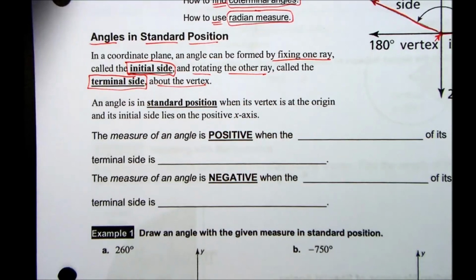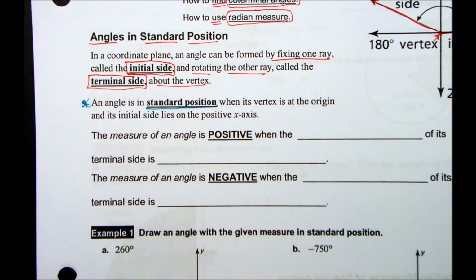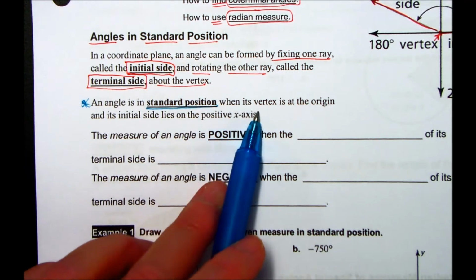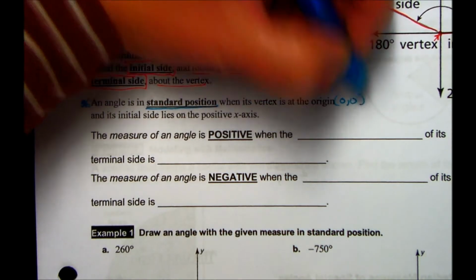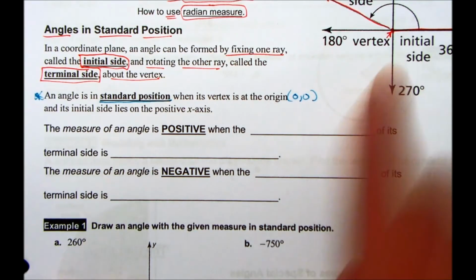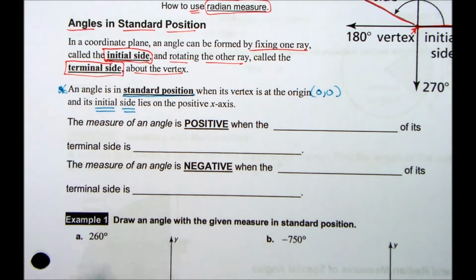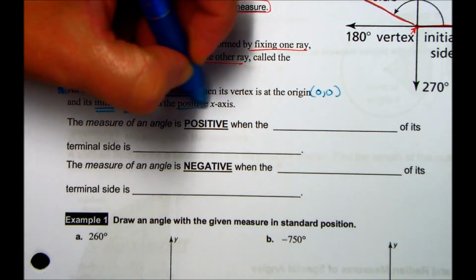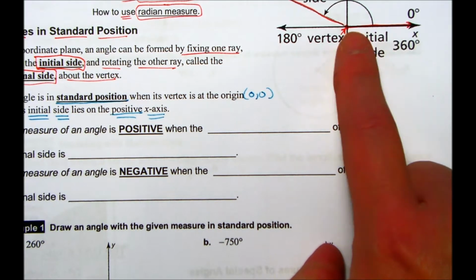Moving on, an angle is in standard position when its vertex is at the origin, which is the point 0, 0, which we have here, and its initial side, which is the fixed side, lies on the positive x-axis. So basically it's going to start at 0, 0, and it's going to be going to the right. So that's your initial side.